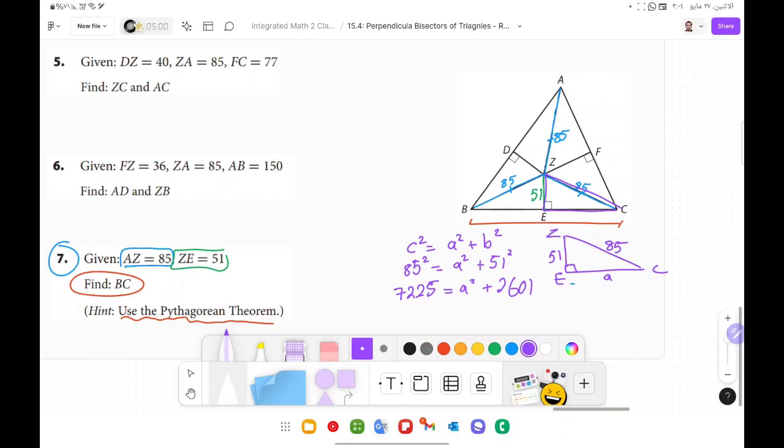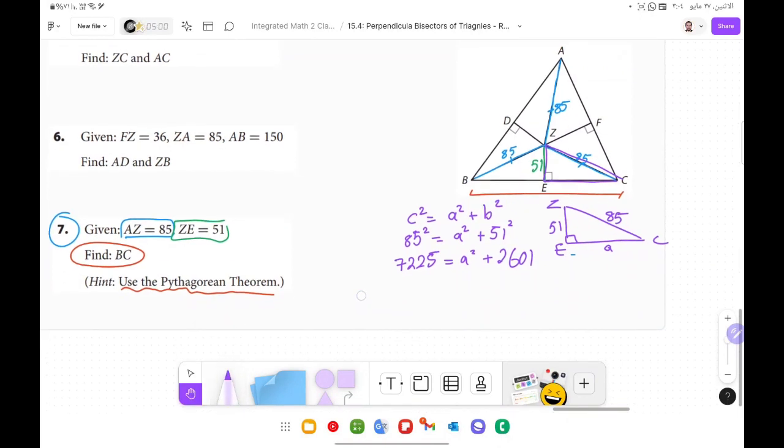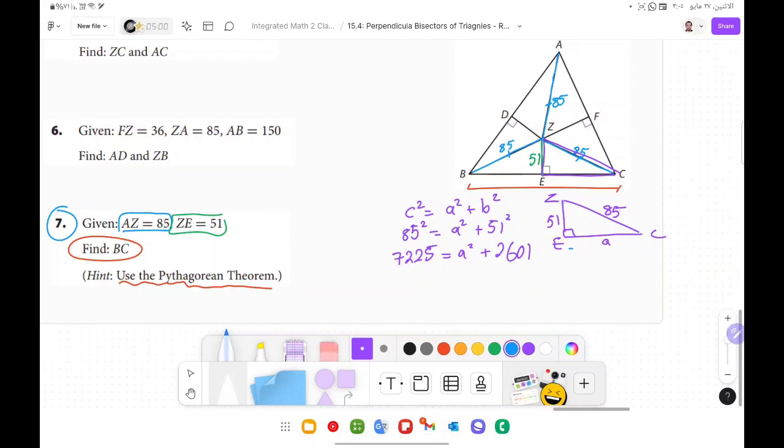2,601, okay? So this is the answer for this. Now let's simplify this one. Let's isolate A. So we need to minus 2,601 from both sides, so you cancel these out. So A squared is equal to 4,624. Now use the square root for both sides.